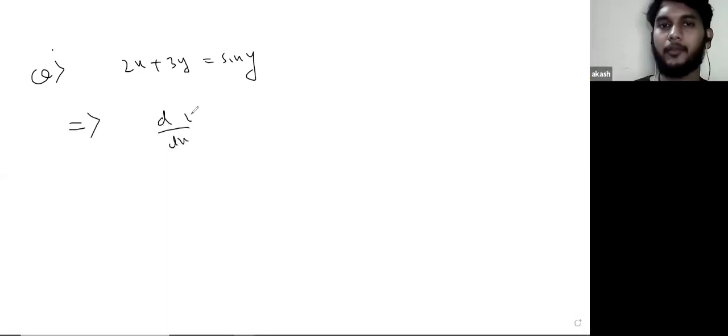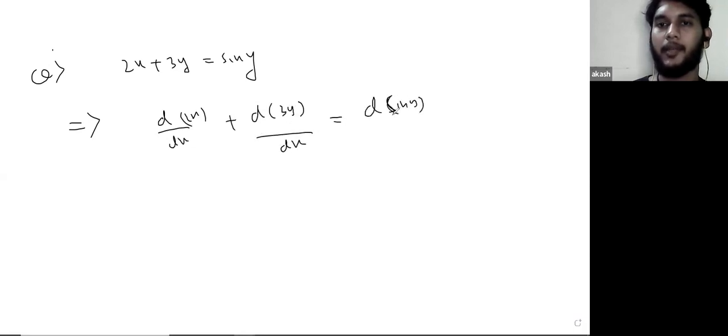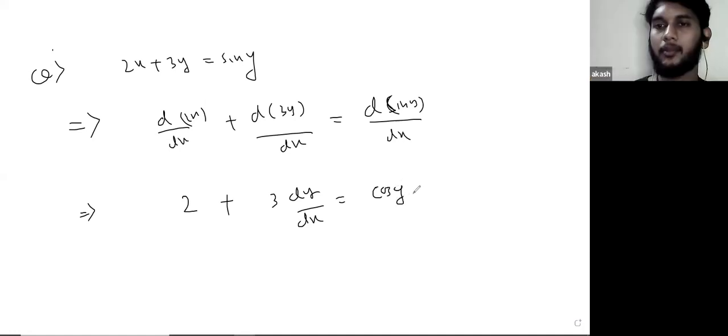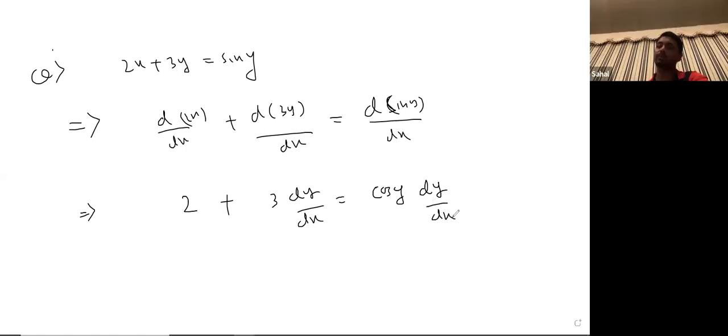Differentiation of 2x plus differentiation of 3y equals differentiation of sin y. Then it'll be 2 plus 3 into dy by dx equals cos y into dy by dx. Then we'll take dy by dx common, and then it will be 2 divided by cos y minus 3.